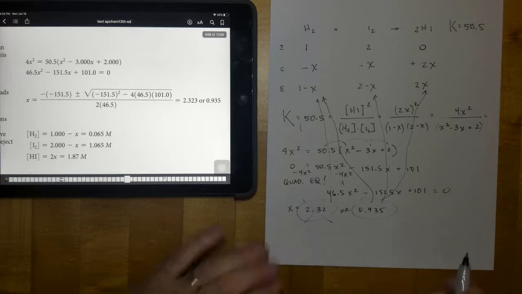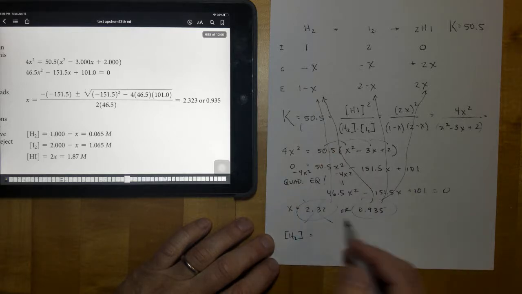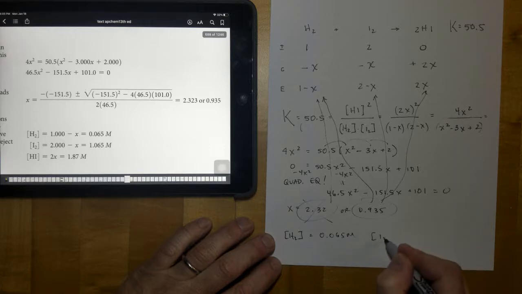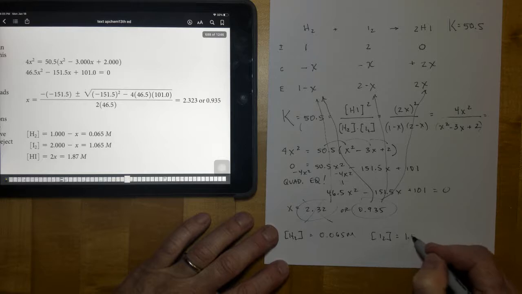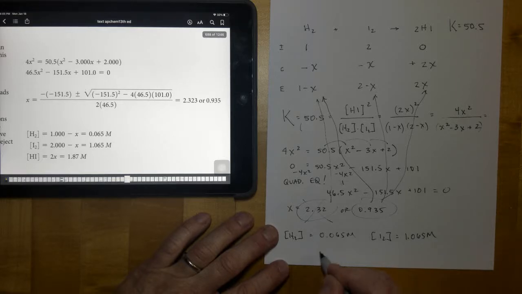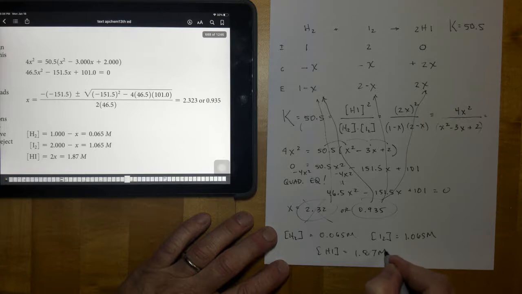Remember, that's just x. We want to know the concentrations. So the concentration of H2 at the end would be 1 minus 0.935, which is 0.065 molar. The concentration for I2 at the end would be 2 minus 0.935, or 1.065 molar. And then the concentration of HI at the end would be equal to 2 times 0.935, which is 1.87 molar.